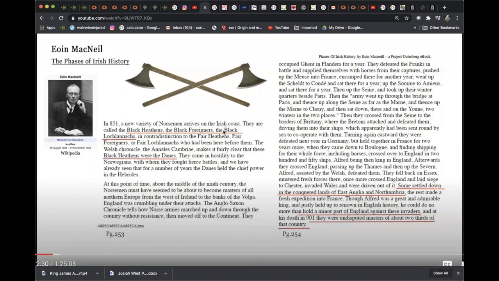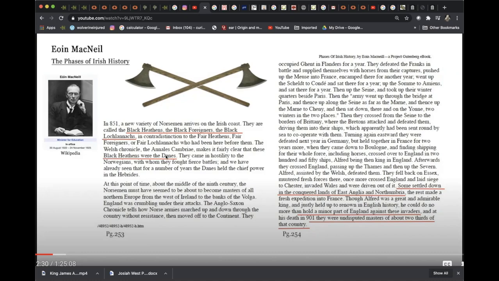Remember, we got this in my Swarthy Europe video. We got this quoted in another scholarly book. We're getting it again here, in contrast to the Fair Heathens, Fair Foreigners, or Fair Lochlannocks. So these dark complexion Norsemen. The Welsh Chronicle, the Annals Cambriae, makes it fairly clear that these Black Heathens were the Danes. They came in hostility to the Norwegians, with whom they fought fierce battles, and we have already seen that for a number of years the Danes held the chief power in the Hebrides. All right, who were these black Norsemen? These were Danes. The Danish people were of swarthy complexion as well.